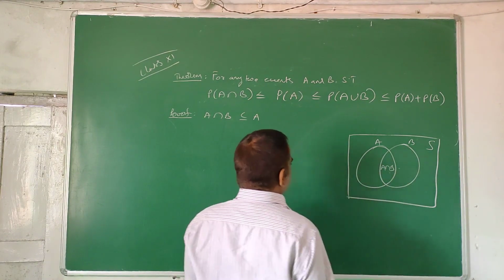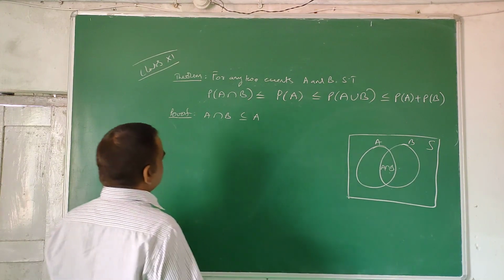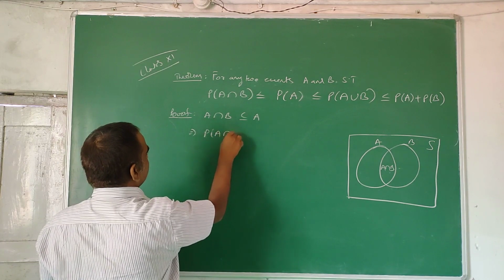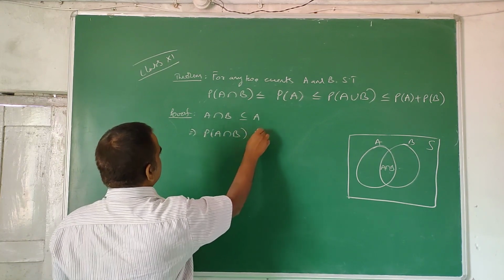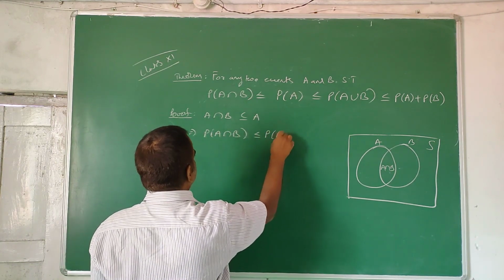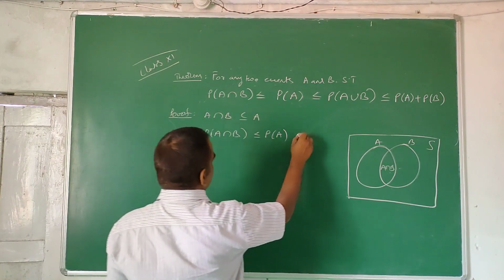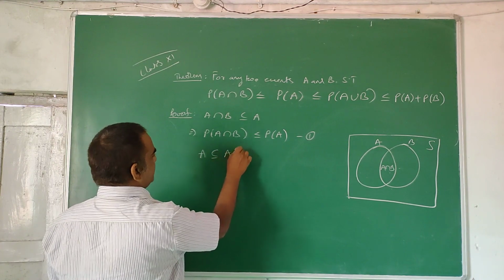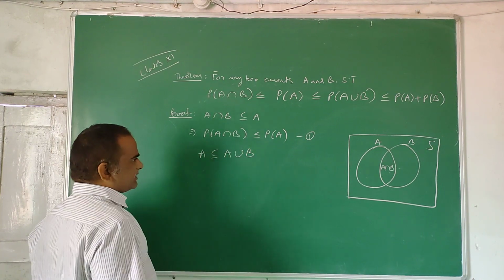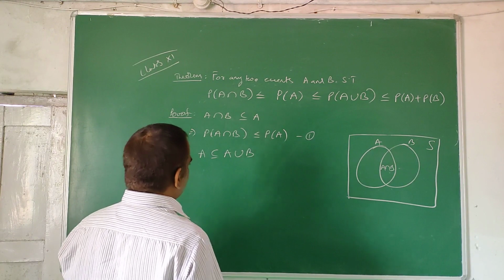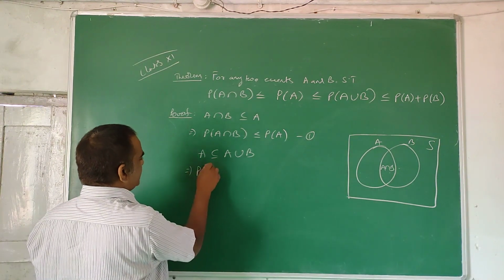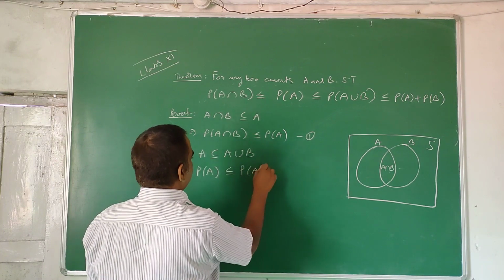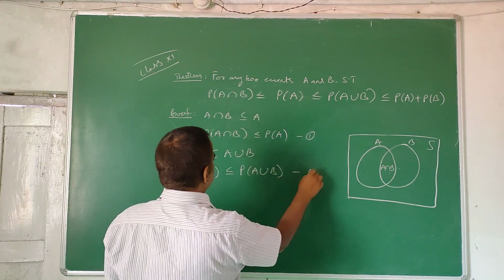This is A. So intersection B is clearly a subset of A. Then obviously P of A intersection B is less than or equal to P of A. So this is 1. And now A is a subset of A union B. It is also clearly observed from the diagram. So P of A is less than or equal to P of A union B because it is a subset. So this is 2.